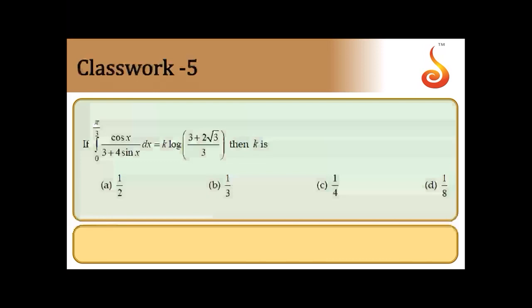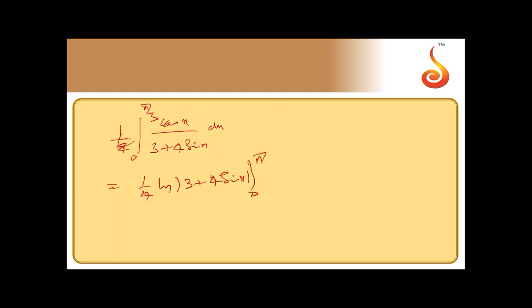So you can write this one as 1 by 4 times the integral from 0 to pi by 3 of 4 cos x divided by 3 plus 4 sin x dx. And that is equal to 1 by 4 times log mod 3 plus 4 sin x, from 0 to pi by 3.